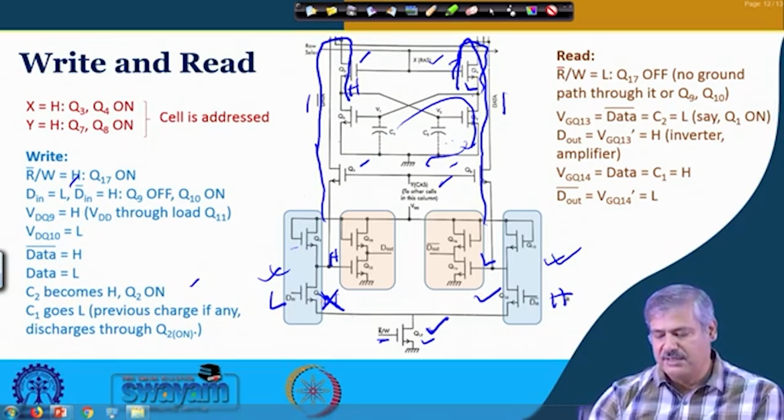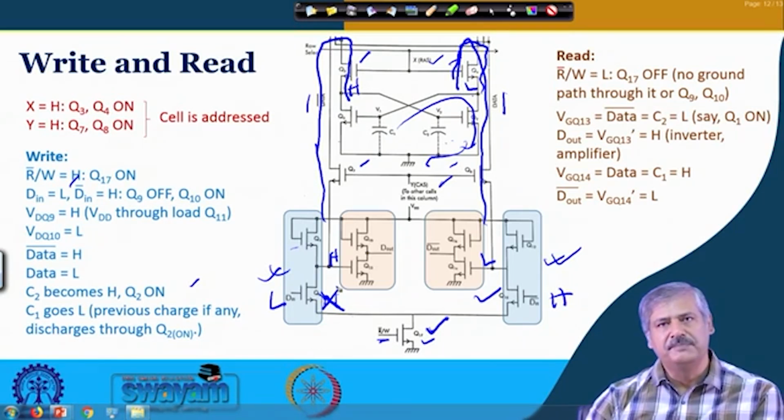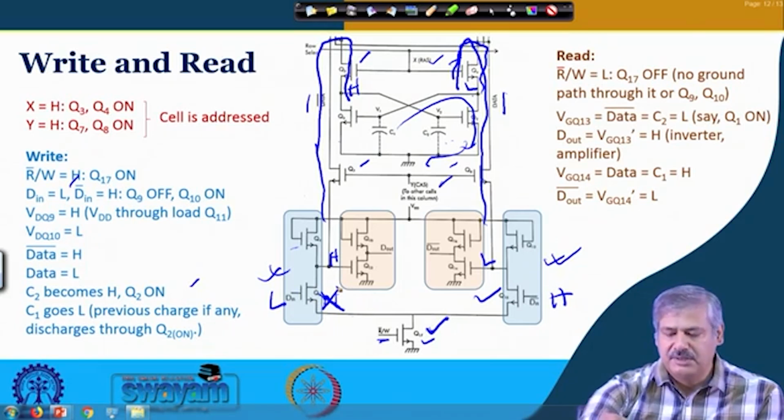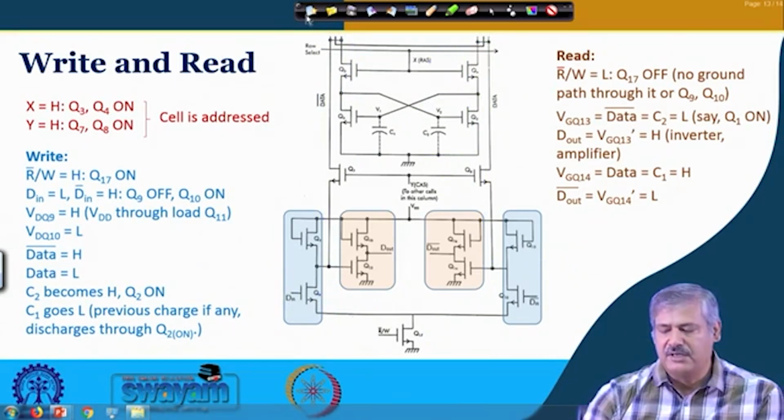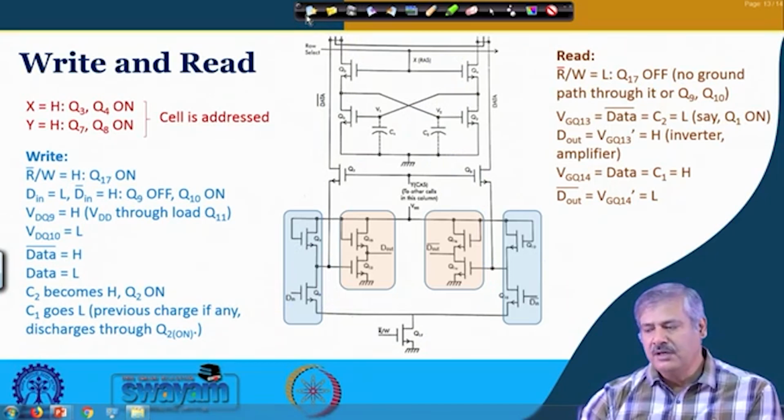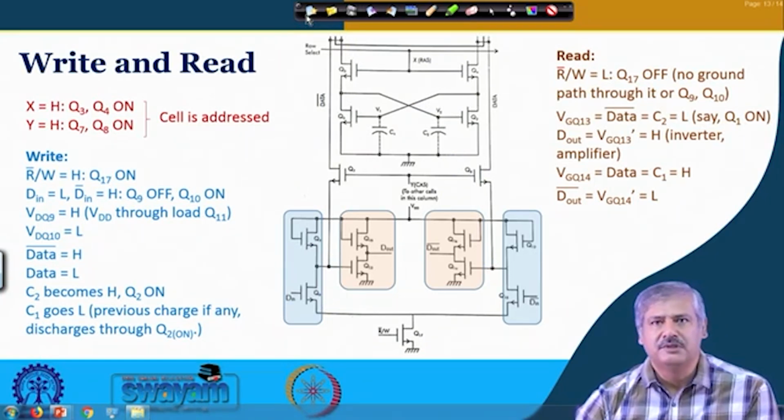So, this side will be high and this side will be low, corresponding transistors will be on or off, and the data writing will take place accordingly. Clear? Now, what happens to read operation?